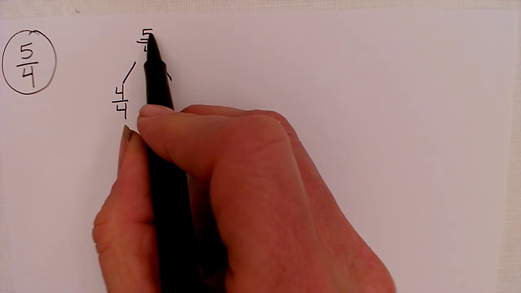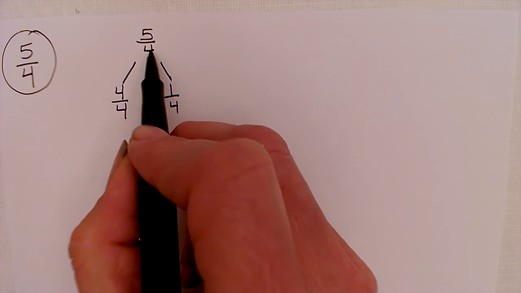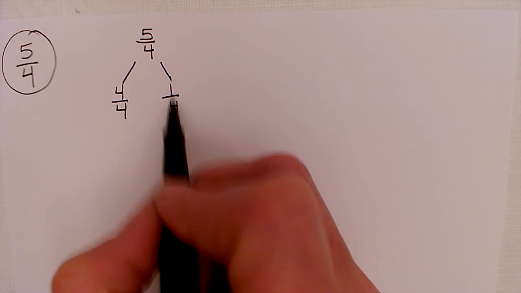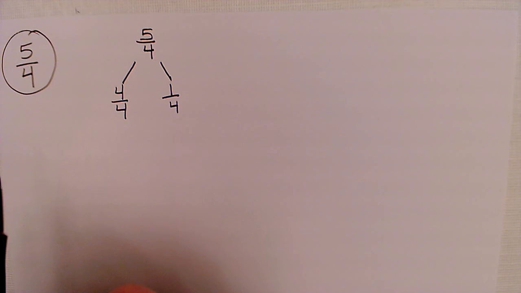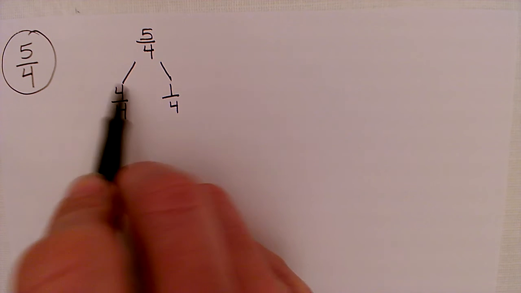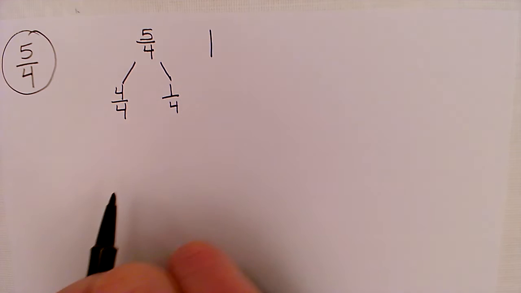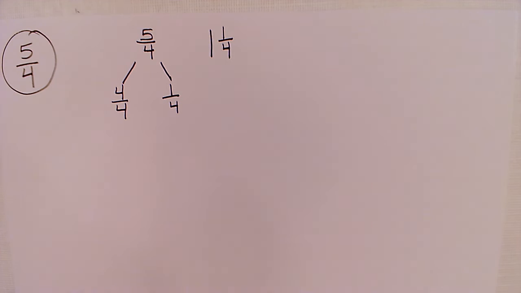So I can pull out that 4/4, and then 5 minus 4 would leave me with 1/4, because 5/4 minus 4/4 is 1/4, or 4/4 plus 1/4 is 5/4. Now another way to write 5/4 would be to take this whole and write that as 1, and then I also have my fourth, so 1 and a fourth, and that's a nice mixed number.